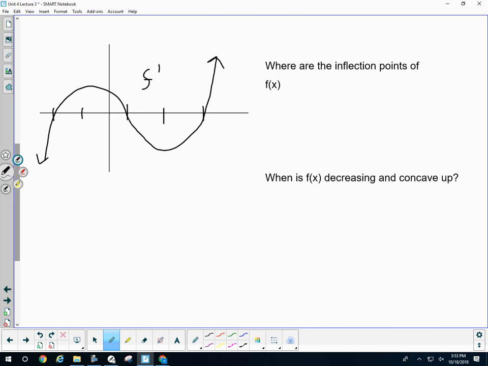Look at the graph of this f prime. Tell me, where are the inflection points for f? Go discuss that with your neighbors. Now, if you say negative 2, 1, and 3, you are wrong.